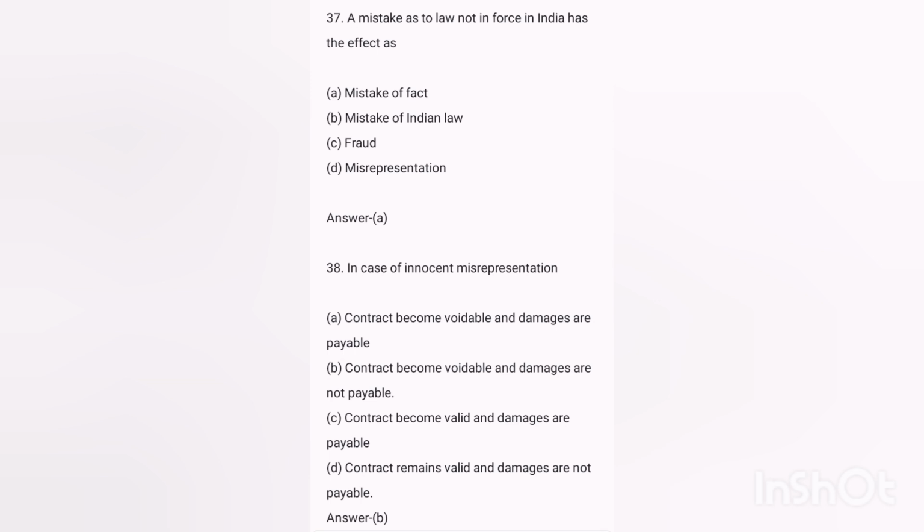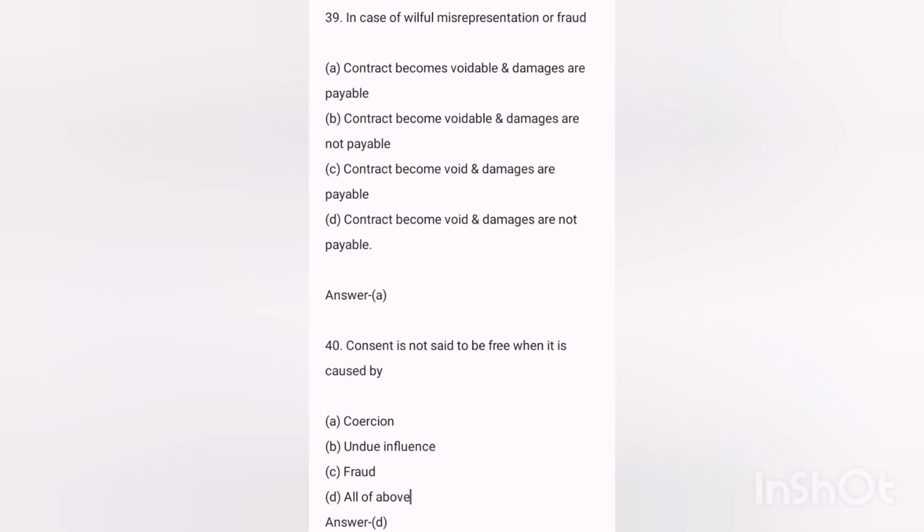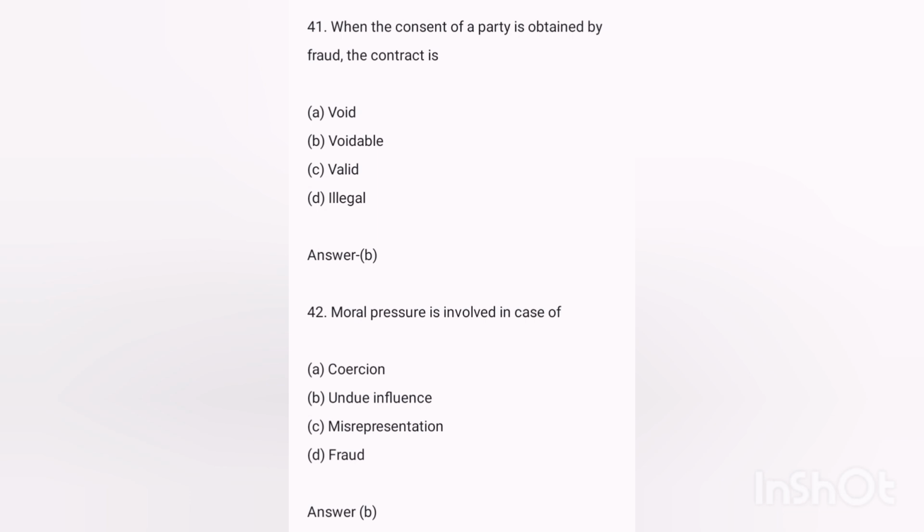Next, in case of willful misrepresentation or fraud, answer was A, the contract becomes voidable and damages are payable. Next, consent is not said to be free when it is caused by. Answer was D, all of the above. Next, when the consent of the party is obtained by fraud, the contract is voidable. Next, moral pressure is involved in case of undue influence.